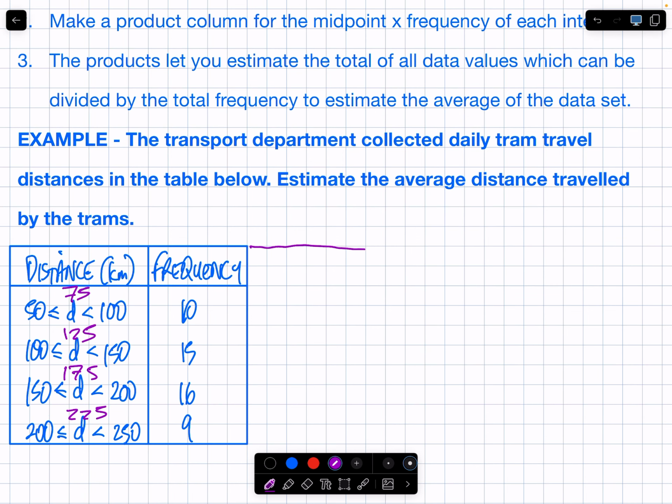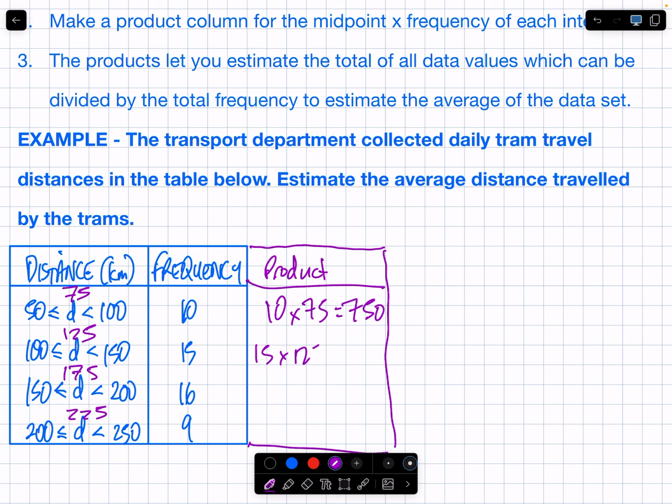So I'm going to do this just so it's quick by hand. This is probably freaking out our other iPad user here. Why didn't you do it straight? I don't have time. Product: 10 times 75 is 750, the product of the first class interval.